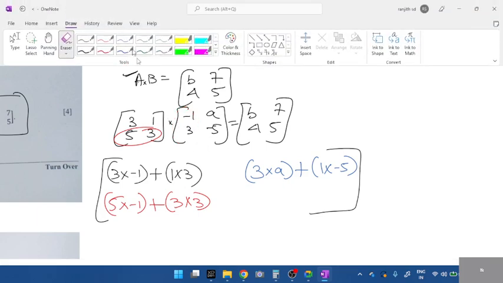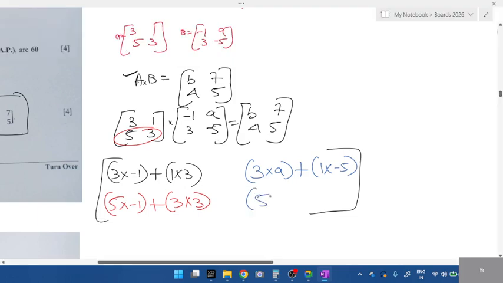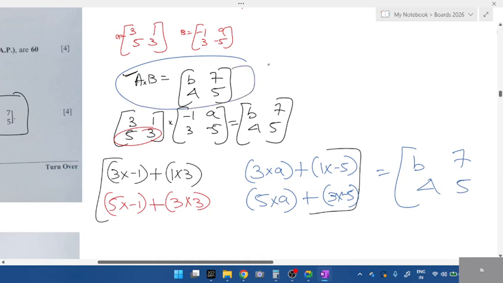5 into A. A is also positive. If it is positive, write it. If negative, write it. You can solve it later. Plus 3 into what? Minus 5. The right hand side remains as it is. B745. So this was the equation given to us.